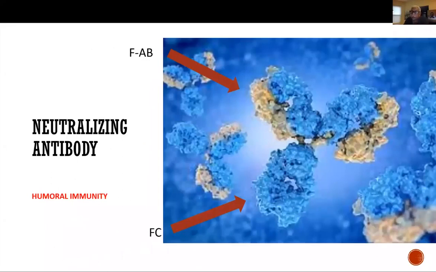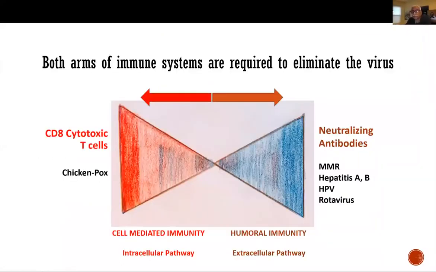antibodies. And the antibody structure is like the Y structure, the heavy and light chain that you're all familiar with. And it has two binding domains. One is called the FAB, which is the antigen binding domain, and the FC portion, which is the stalk of the antibody. We'll come to this, and why I'm telling you this, as we look at the vaccine. So now again, both arms of the immune system are required to eliminate the virus.